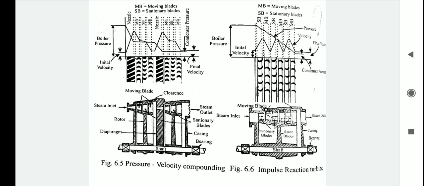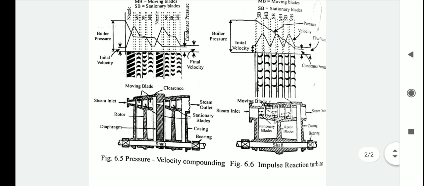The pressure drop during this gives rise to a reaction in the direction opposite to that of the added velocity. Thus the driving force is a vector summation of the impulse and reaction. Normally this turbine is known as a reaction turbine.